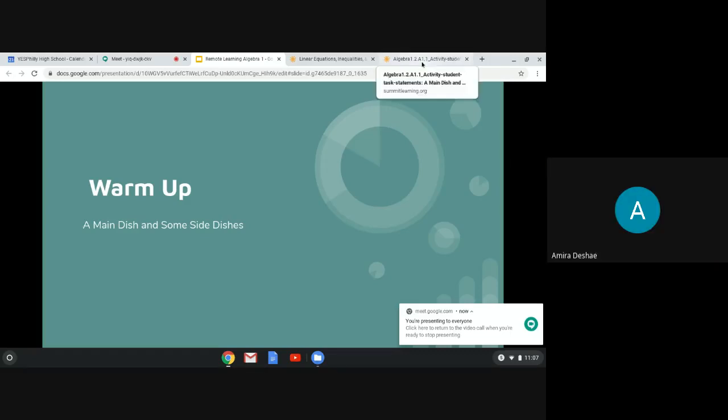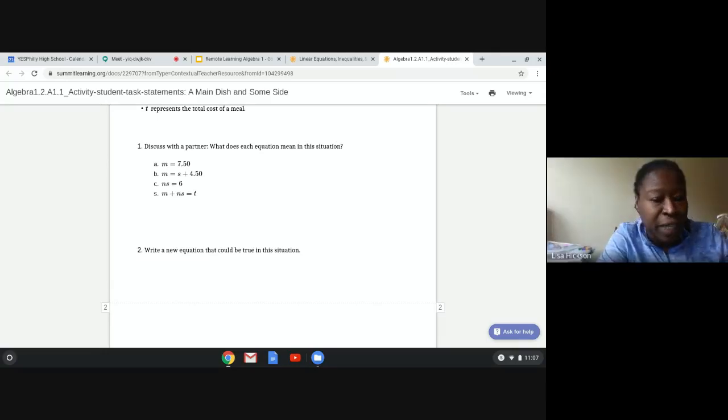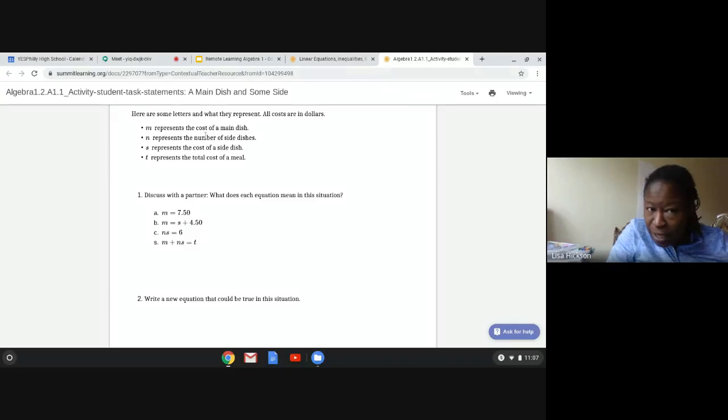I'm so confused right now. Why, Mira? Because are we using what we just did to make an equation? Yes. All right. You are on number 2. If you look at my screen, number 2, write a new equation that could be true in this situation. So again, using this information and this information, because this tells you about the relationships and what the variables stand for, you're going to send me an equation.